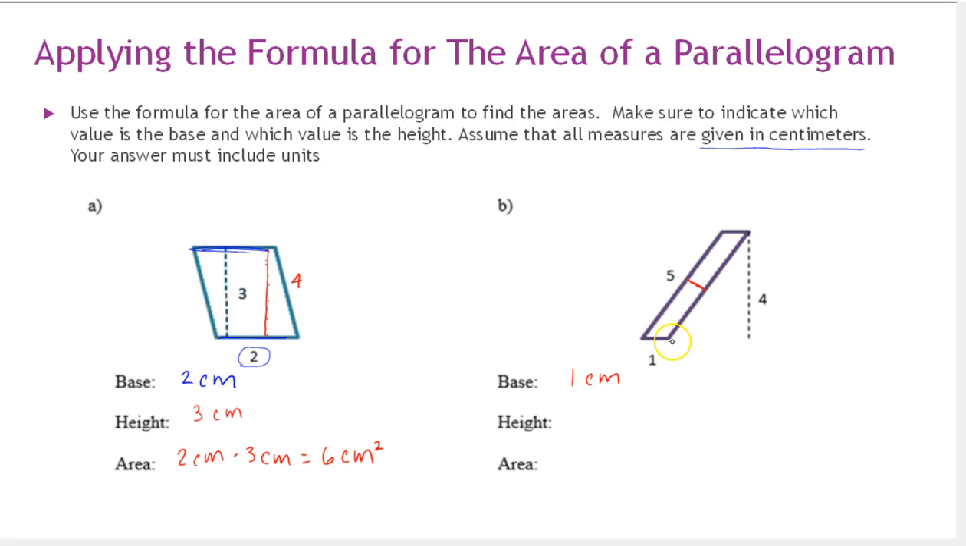And now our height is our distance from this side to this side. So these two bases have the same length and they're parallel. And notice we're given here the height is not 5. That's not a straight line distance. Notice if we drew a straight line to here, the distance from the bottom to the top going straight up would be 4. So our height is 4 centimeters, and that means our area is 1 centimeter times 4 centimeters. 1 times 4 is 4, and the units are square centimeters.